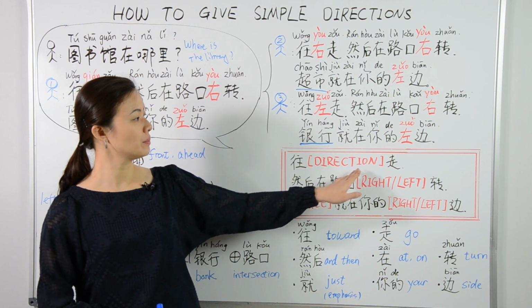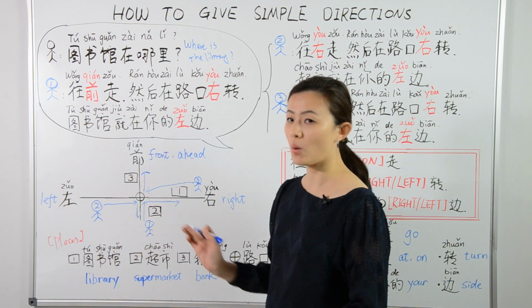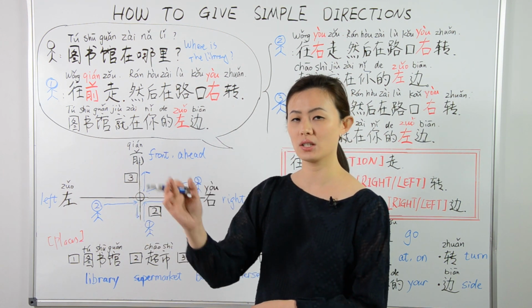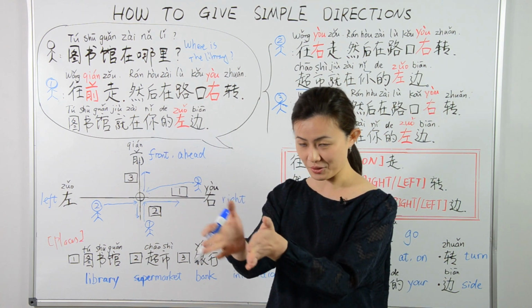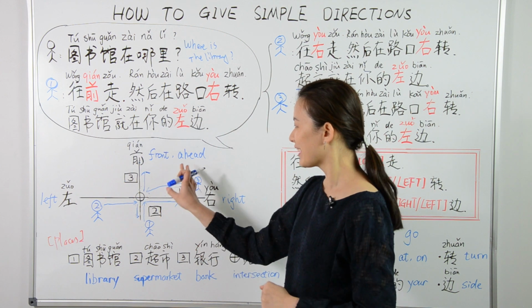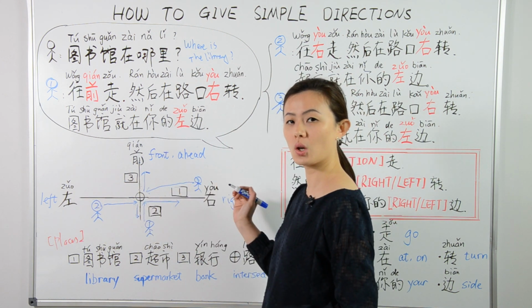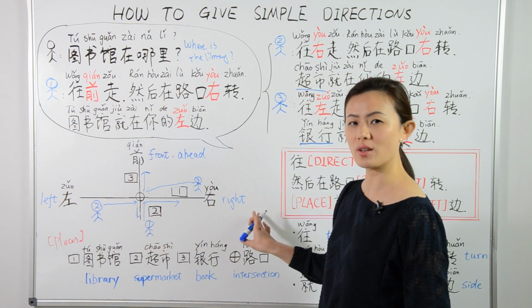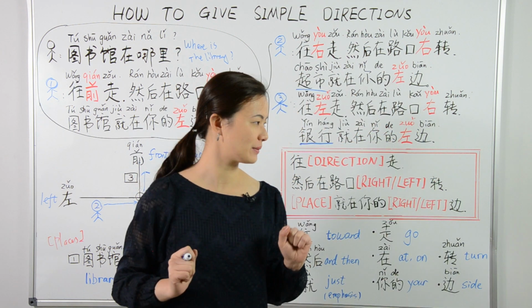And for the direction placeholder so far we have 前, 往前走. 前 means front or ahead. So 往前走 means go forward, go to that direction, 往前. And we can also say 往左走 means go toward left, or 往右走 go toward right. This is our first part.